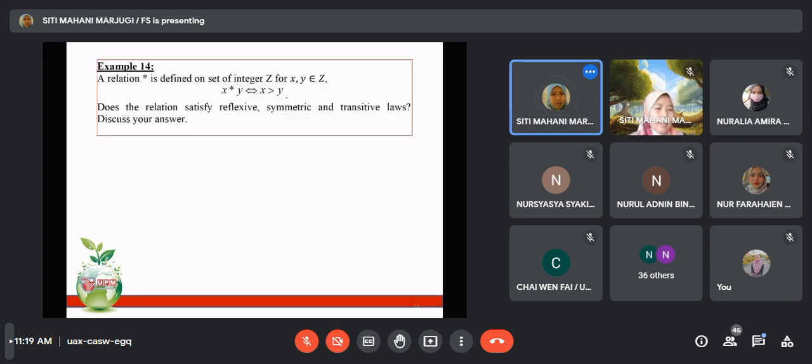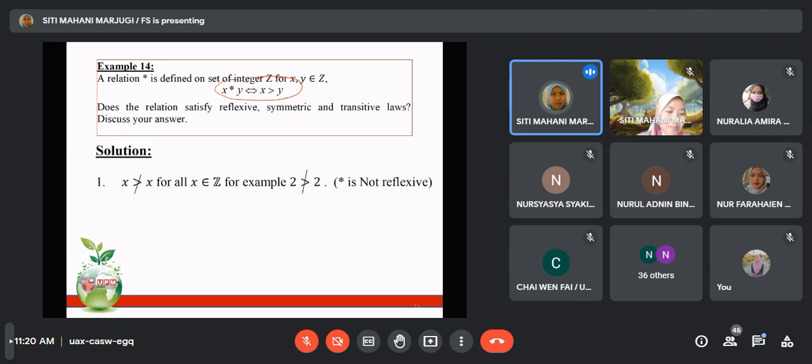Okay, another one. Let's look at another example here. The problem here is x star y implies x is greater than y. So does the relation satisfy the reflexive, symmetric and transitive laws? Discuss your answer. You must show it one by one. First, show whether this is reflexive or not.